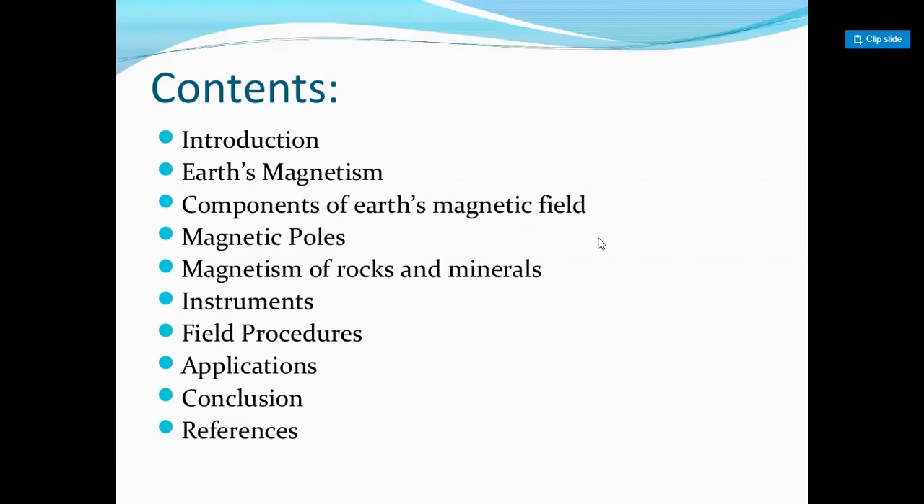Magnetic methods involve the measurement of the Earth's magnetic field intensity. So what is the main purpose of this magnetic method? Simply, it involves the measurement of the Earth's magnetic field. The main importance of the magnetic survey is that we have to measure the magnetic intensity, the Earth's magnetic field intensity.